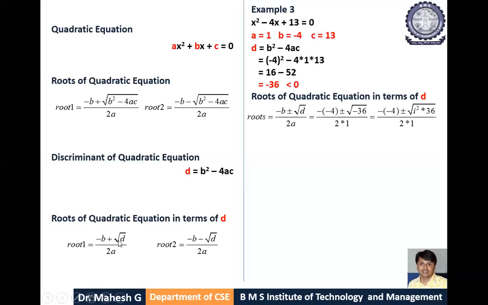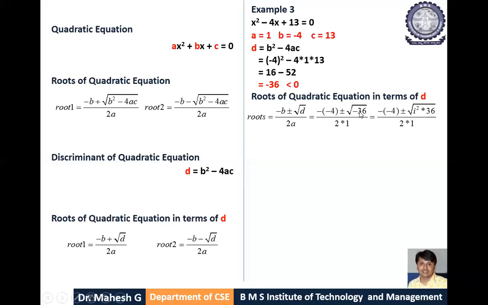Root 1 is equal to minus b plus square root of d divided by 2a, and root 2 is equal to minus b minus square root of d divided by 2a. After substituting the values of a, b, and d, we get the roots of this equation. Now observe here, the value of the discriminant is minus 36.